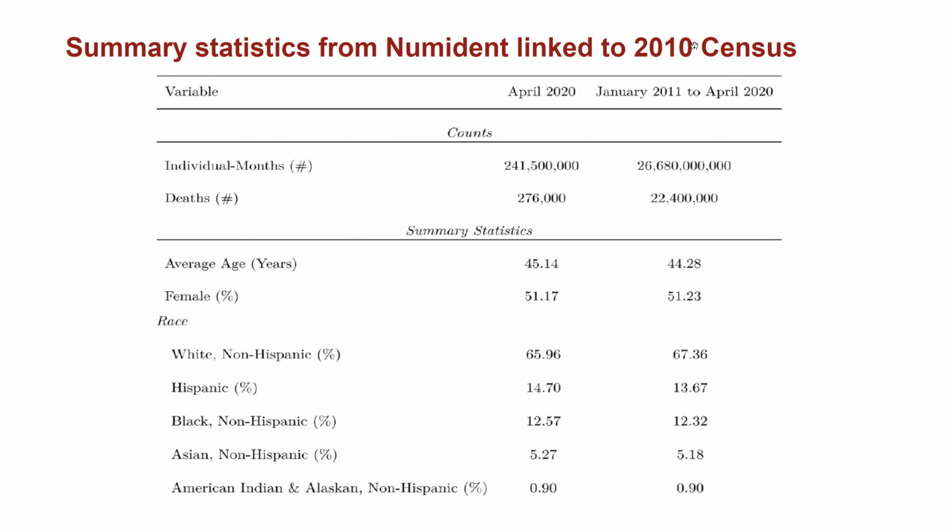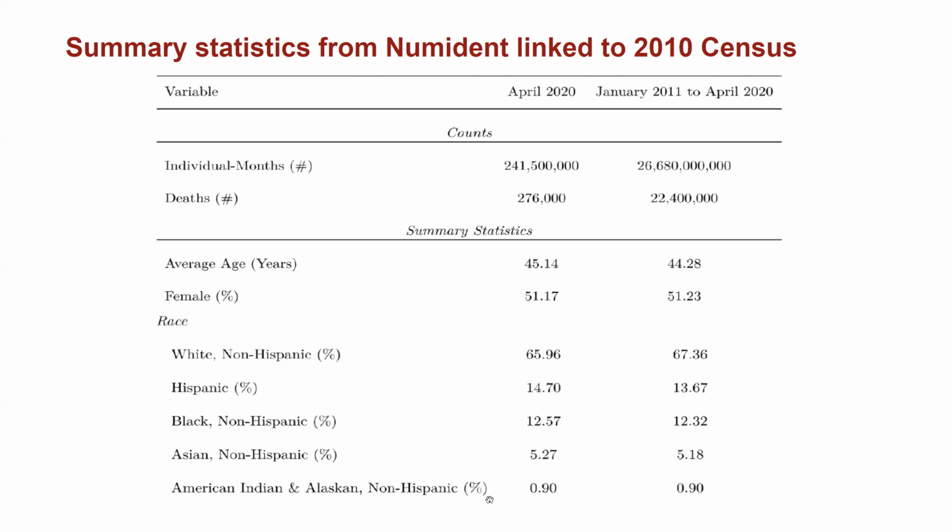Let me give you some very brief summary statistics on this Numident data set linked to the 2010 census, so that you have a sense of the characteristics of the population that we're going to be looking at. If you focus on the first column here, these are April 2020 numbers, where in the data we'll have 241.5 million individuals. This is after our various sample restrictions for people for whom we can observe race, can link to census and so forth. Out of these, we have 276,000 deaths. The average age in the population is 45. There are about 50% women.